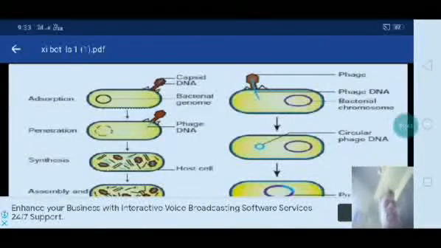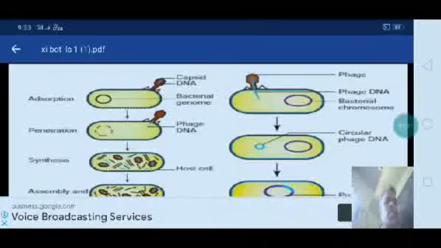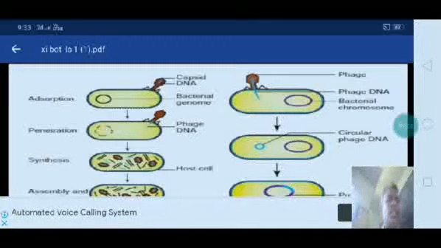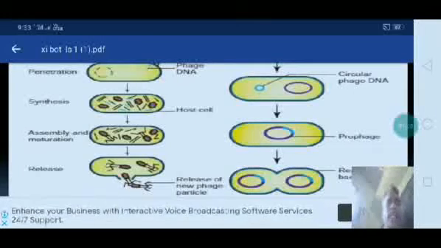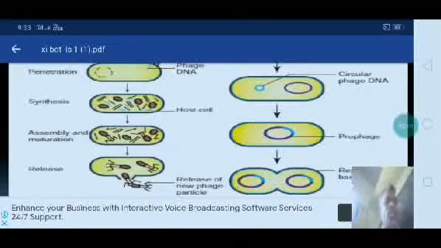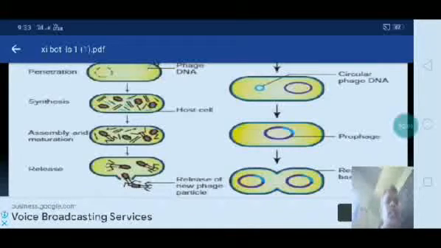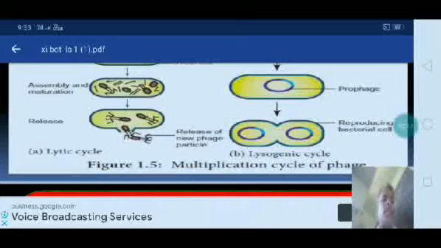In the lysogenic or avirulent type, there is a bacterial cell, and a phage attaches to the bacterial cell. Then the nucleic acid enters inside. Then the circular phage DNA is produced. That circular DNA attaches to the bacterial chromosome. The attached particle is nothing but the prophage. Then it divides with the help of the bacterial chromosome.